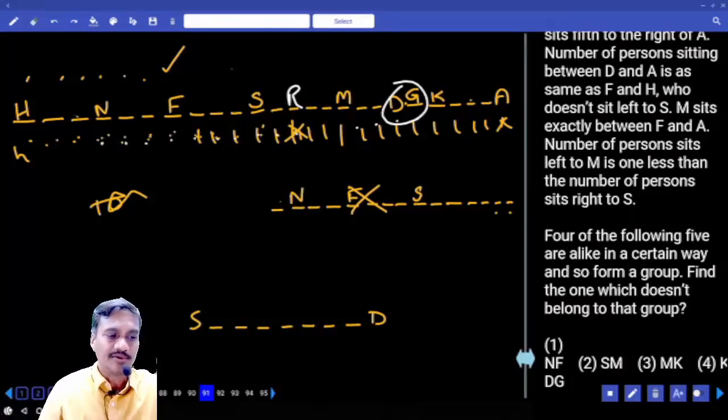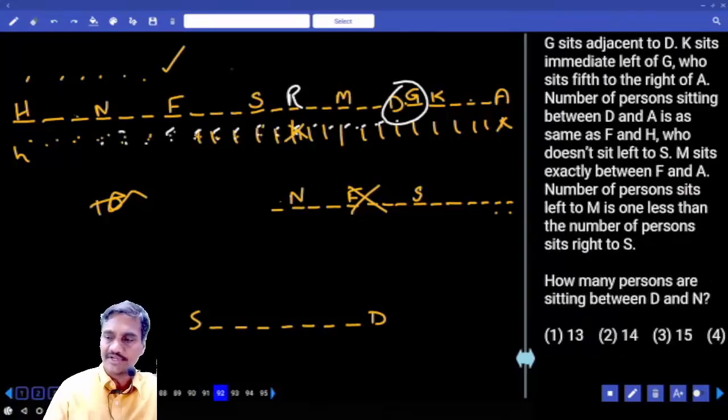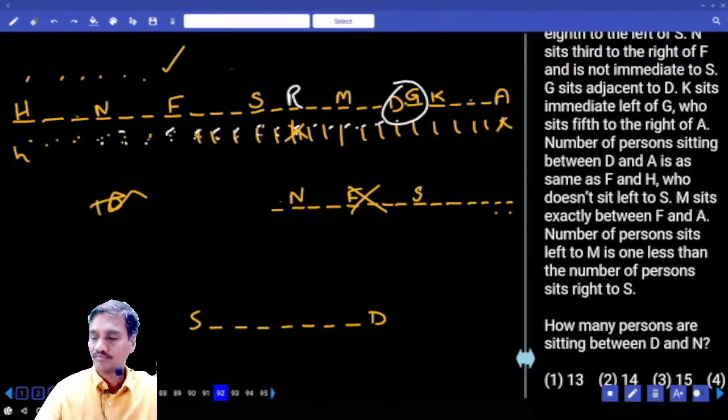Choice 5. How many persons are in between D and N? Now in between D and N, tell me how many are there? 3, 4, 5, 6, 7, 8, 9, 10, 11, 12, 13, 14. And so 14, that is choice 2, question number 92. Done?